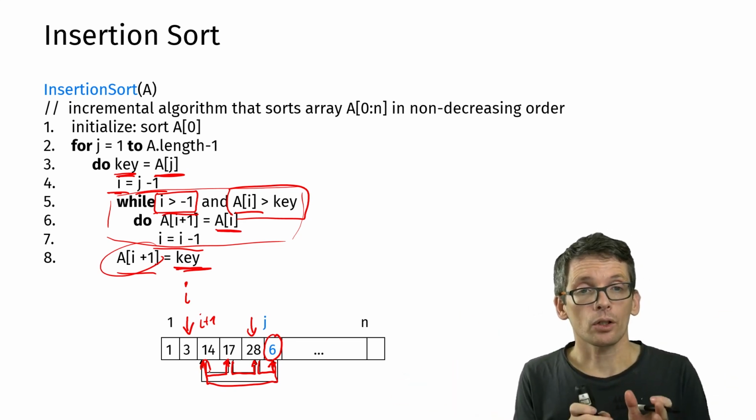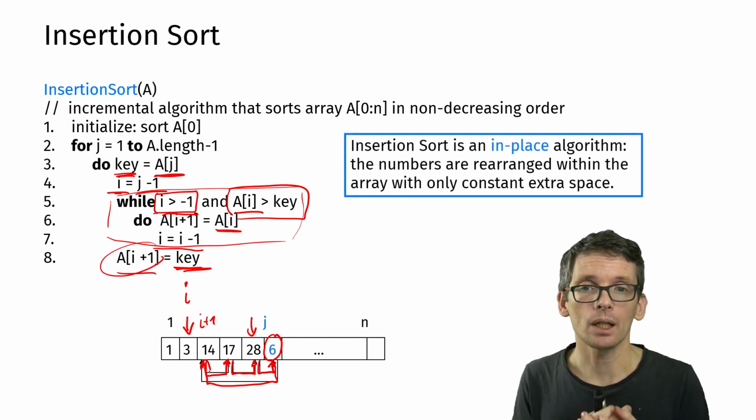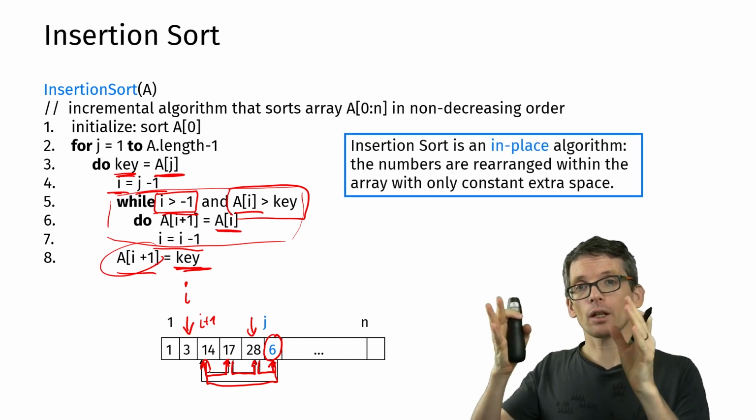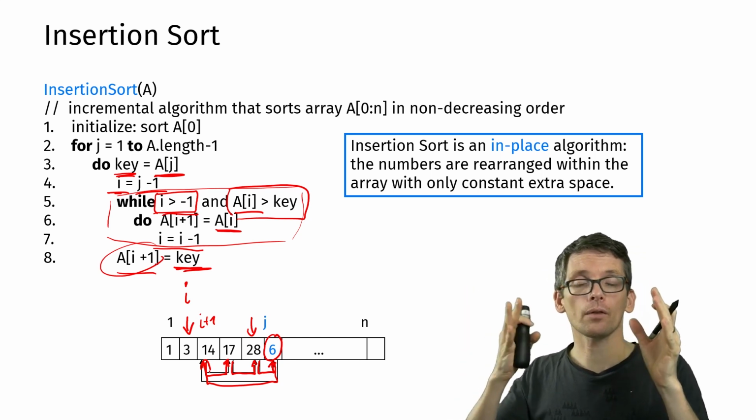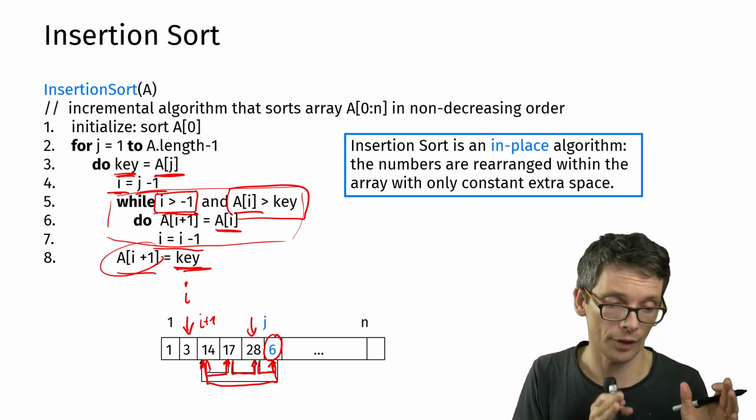One property of insertion sort is that it's an in-place algorithm. So what does in place mean? It means that we essentially do all of our computations in the original array. We only use a constant amount of extra memory.